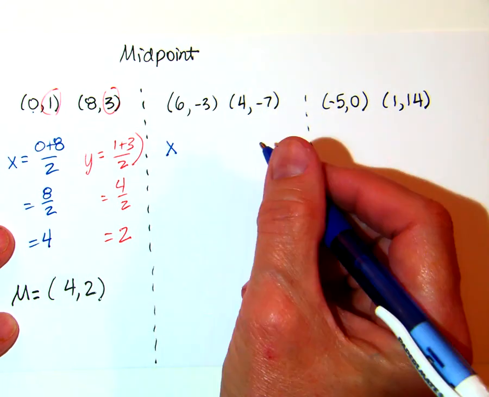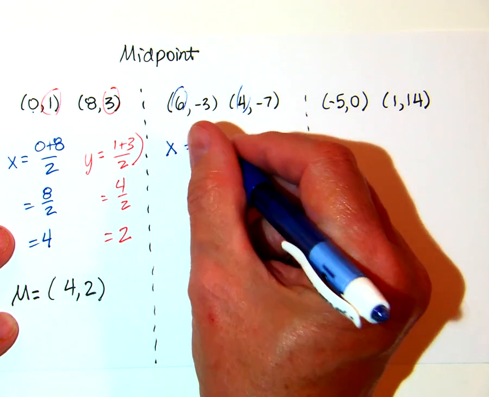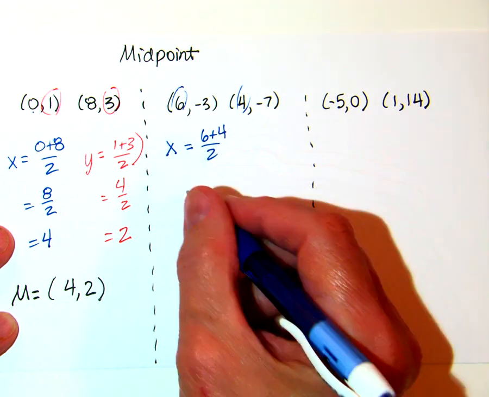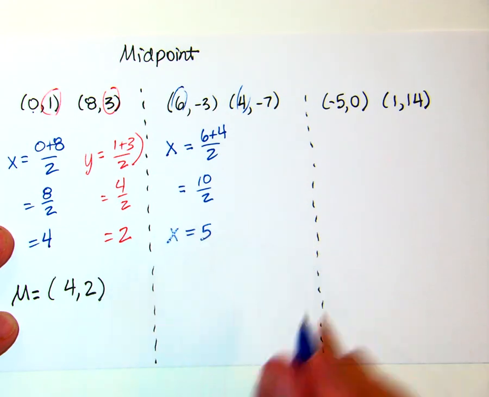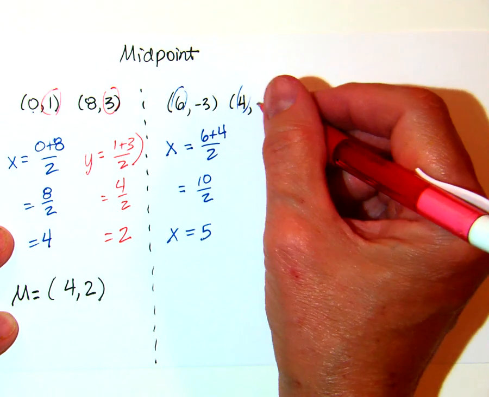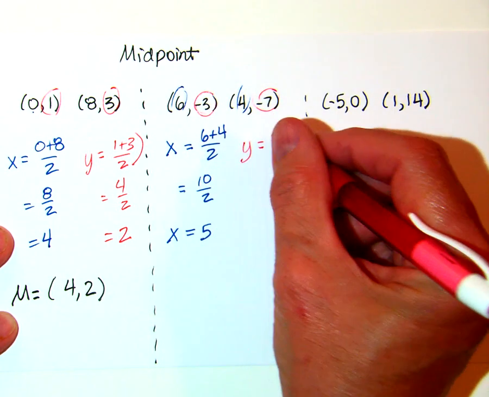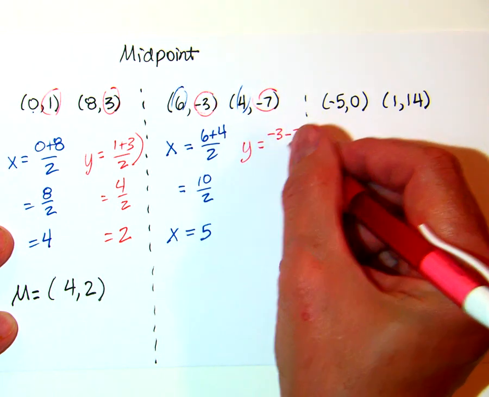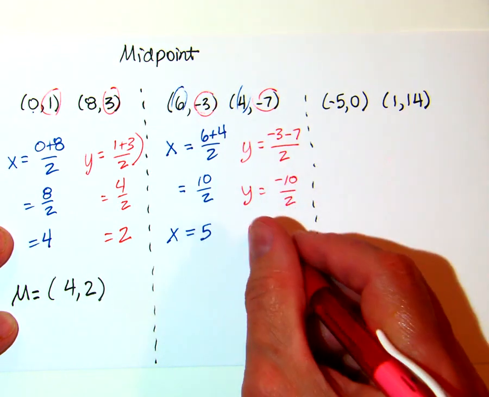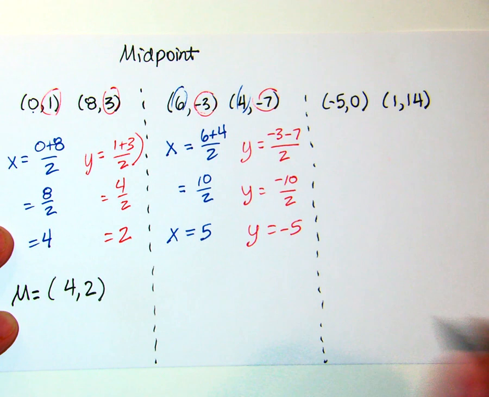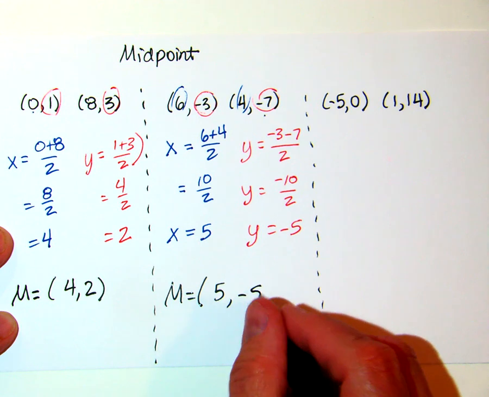The x value of the midpoint is the average of the x values. So that of the 2 points. So that'll be 6 plus 4 over 2. Add them up, divide by 2. Or 10 over 2. Or 5. X equals 5. The y value of the midpoint will be the average of the y values. That'll be y equals negative 3 plus a negative 7 over 2, or y equals negative 10 over 2. Y equals negative 5. So the midpoint between these 2 points would be the point 5, negative 5.